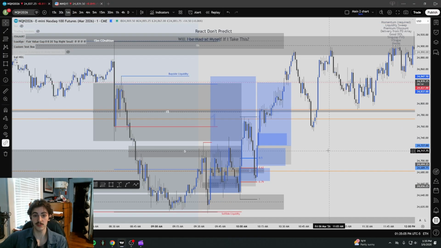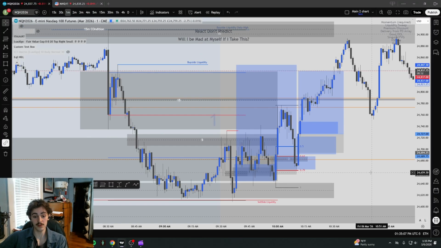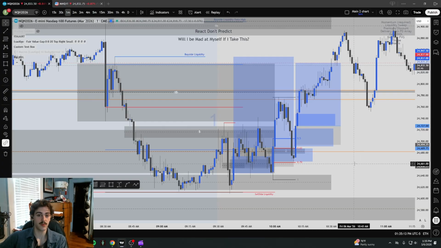And I ended up taking two trades today. The first trade, in my opinion, was an A++ trade. Nothing could get better than this, but it lost, and that's just part of it. Sometimes A+ trades lose, right?